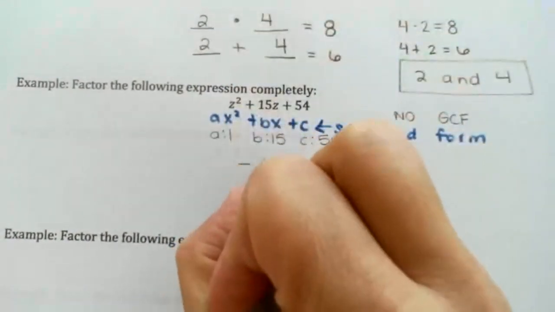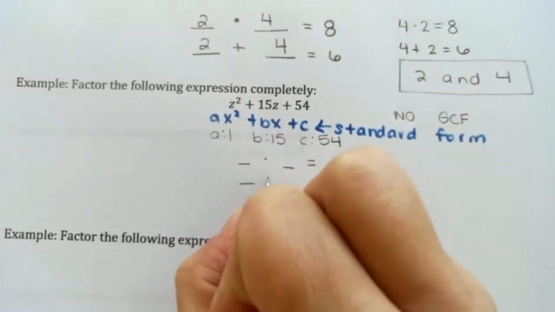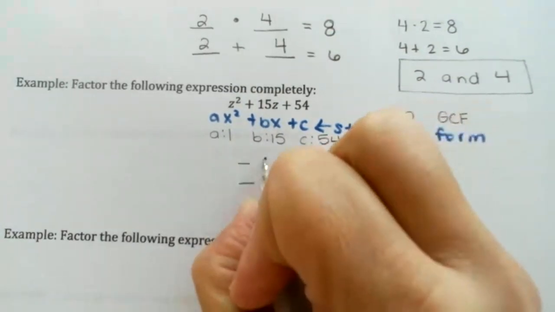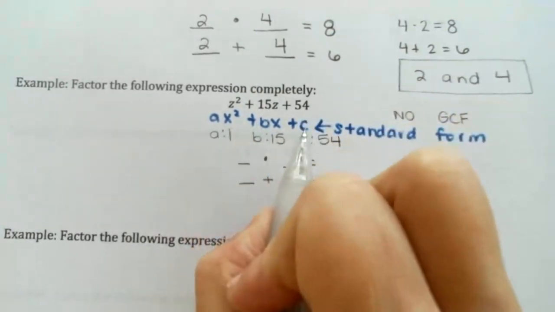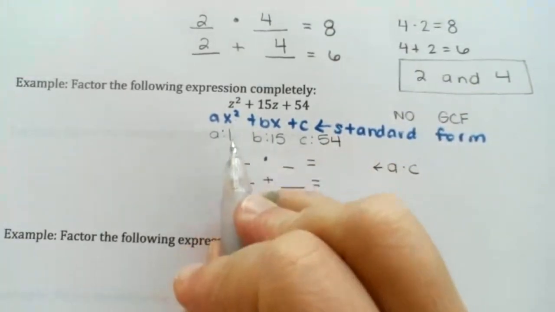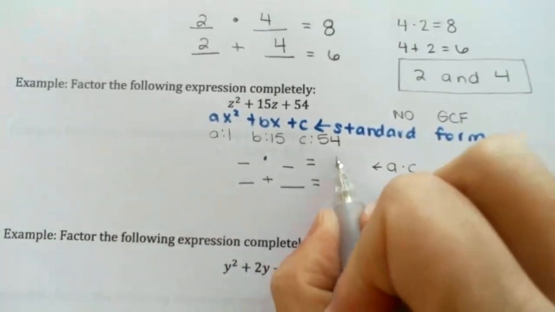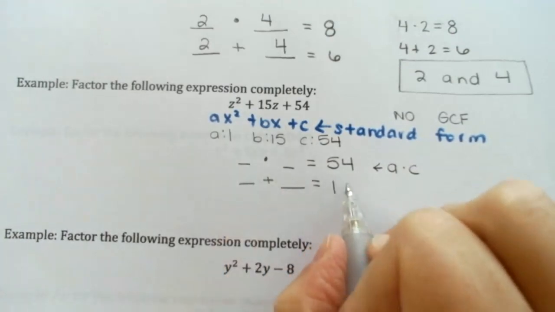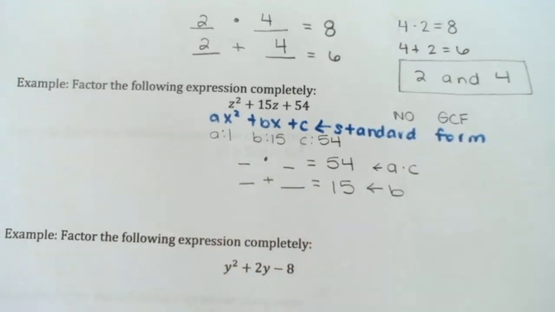So just like this problem up here, let's do our little template. It's going to be the same template every single time, super organized, just different numbers. So we're looking for two numbers that multiply together to give us this n number. So it's going to be a times c. So always a times c. A in this case is 1, c is 54. So 1 times 54, which is 54. And the same two numbers that add together to give us b, which is 15. So the same two numbers that multiply together to give us a times c, so 54, and add together to give us b, which is 15.